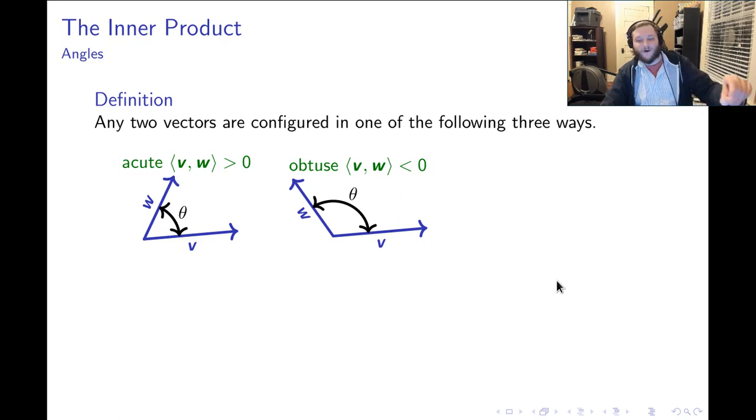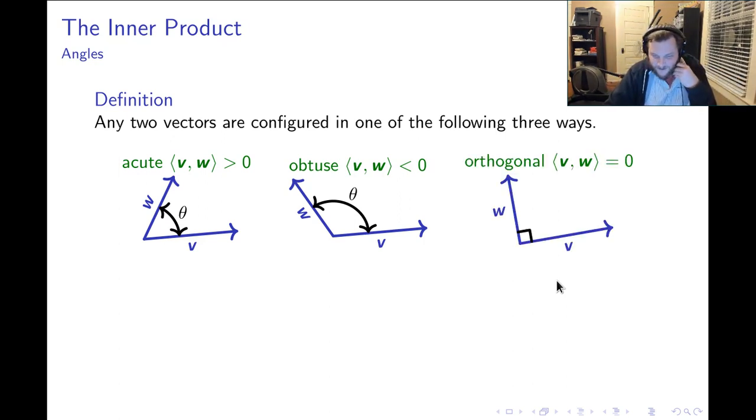And the third, and by far most important configuration, is the notion of two vectors being orthogonal. So to say that two vectors are orthogonal means that the angle between them is equal to pi over 2. That's to say that the two vectors form a right angle. This is determined by the equation inner product equals 0.